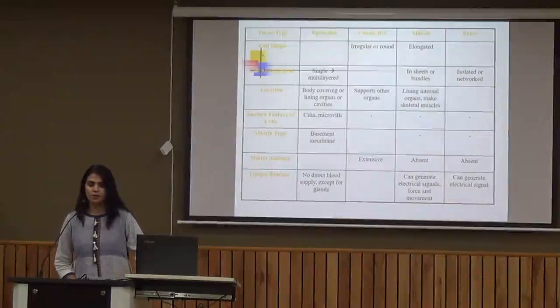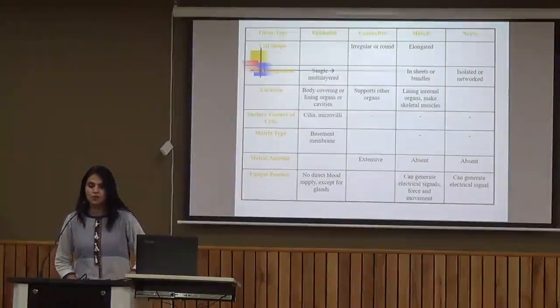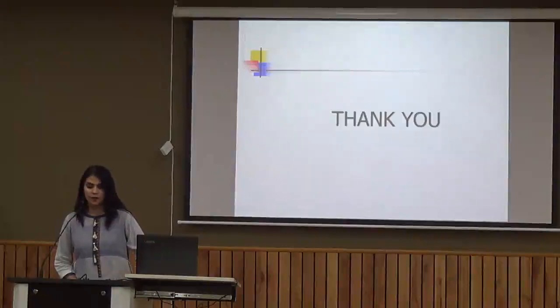So here they have told us how we can categorize or compare the different types of animal tissue on the basis of what type of cells are present, where they are located, what special feature these cells have, what kind of matrix is present, what amount of matrix is present, and what their unique features are. So this is a comparison between all the four types of animal tissue. So this is what we have done in this particular chapter.